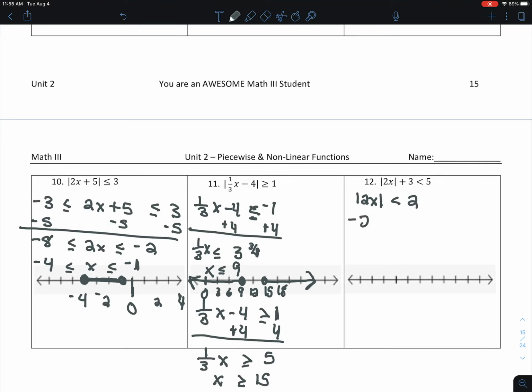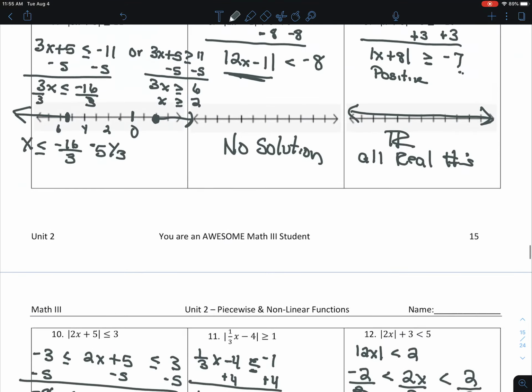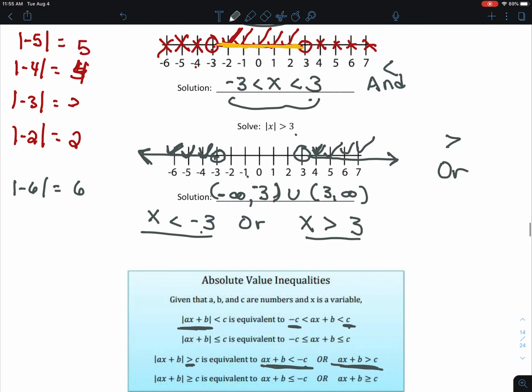Alrighty, for this one we have to get the absolute value symbol by itself first, so we get the absolute value of 2x is less than 2. So less than, so we have negative 2 is less than 2x is less than 2. I'm sitting outside, so that's the noise you just heard. We're going to divide everything by 2, so we get negative 1 is less than x is less than 1. So if this is 0, it should be an open circle, because it's just less than, so I'm going to do an open circle, and shade in between.